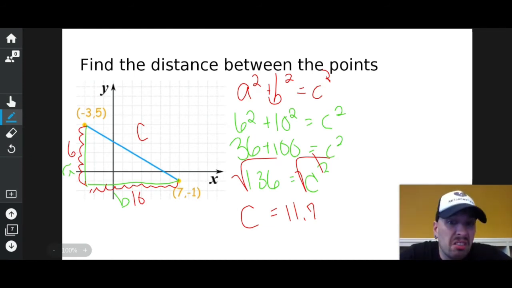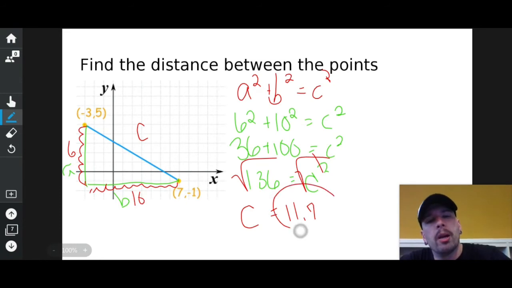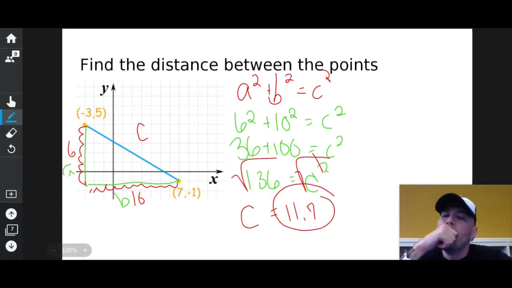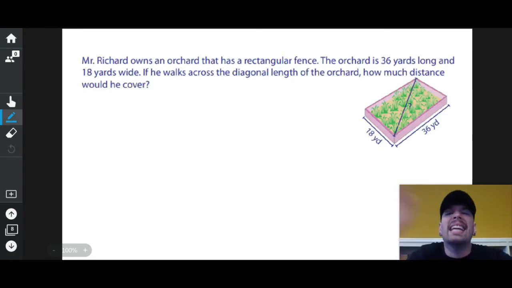Okay, units. The only thing that I care about is the number, because I don't have to call it C if I don't want to. So if I'm asked to find the distance between two points, you can turn it into a triangle. There's another method called the distance formula, but I hate it.